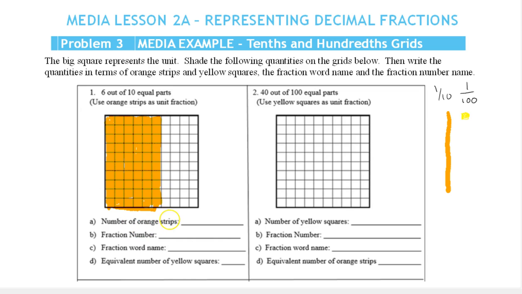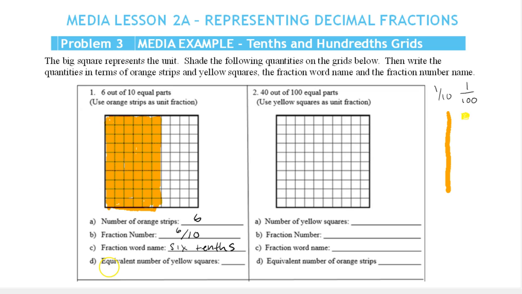So the number of orange strips, well, that would be 6. The fraction number, well, since an orange strip is 1/10 and we have 6 orange strips, this would be 6 over 10. The fraction word name is 6 tenths.